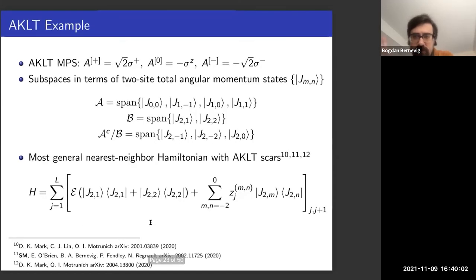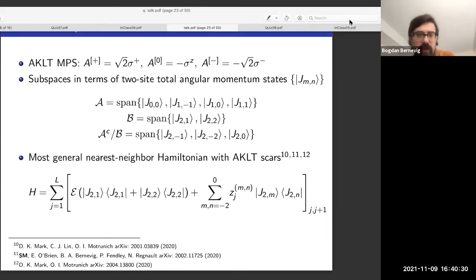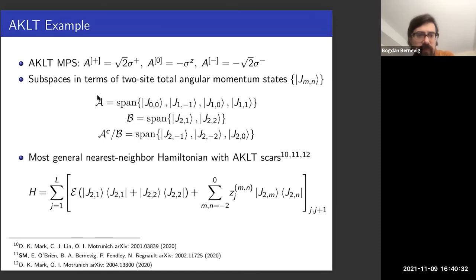But what's more interesting here, and this comes to your question, is the way it works for the AKLT. You have these AKLT matrices. This is A for spin one, for spin zero, for spin minus. Then you find the subspaces that I was talking about that are spanned by the bond MPS, and you find three subspaces. This is the subspace where, if you project into the complement of A, you find the ground state.